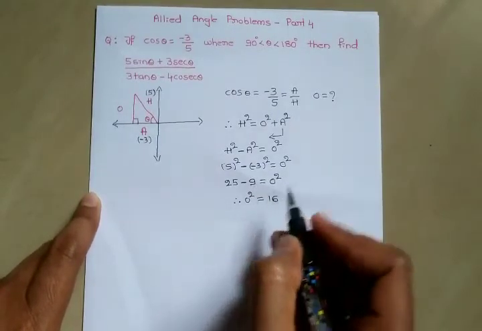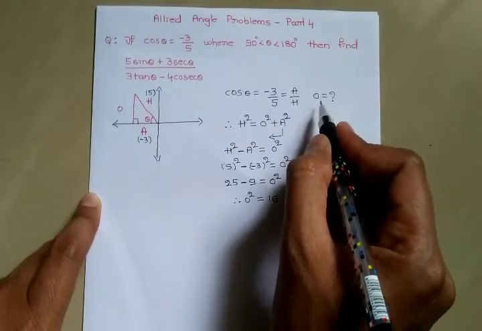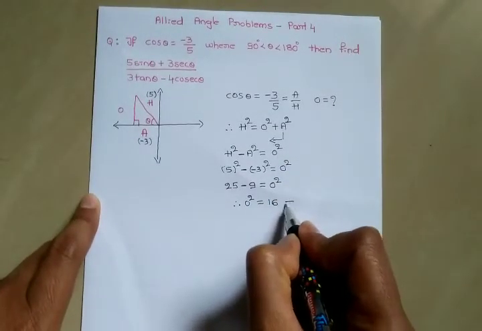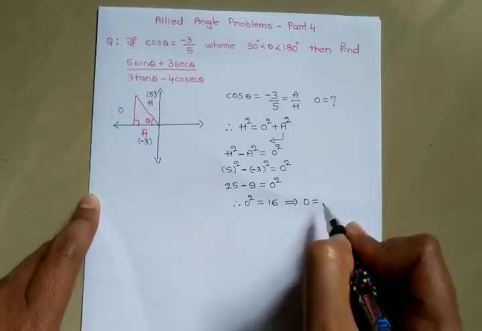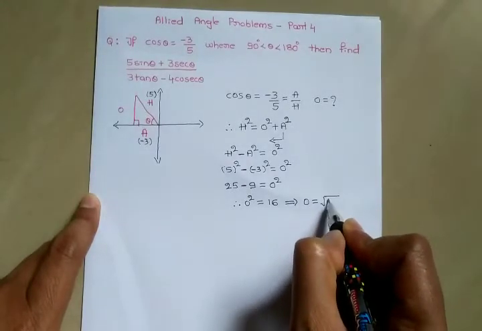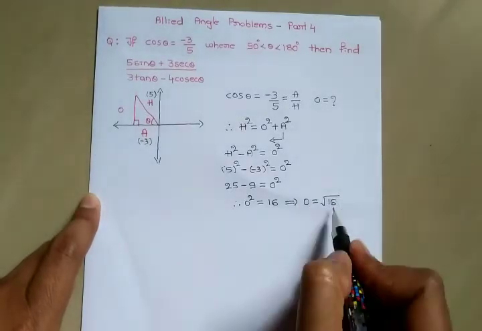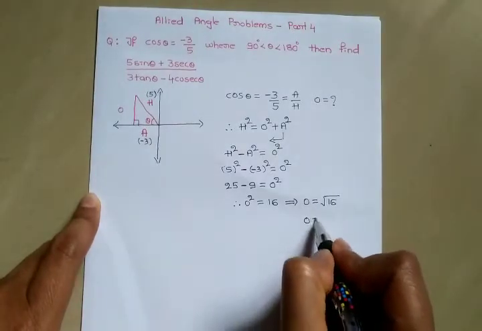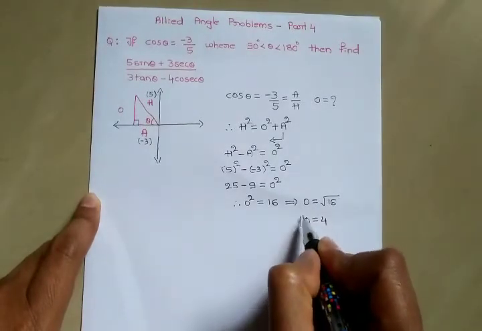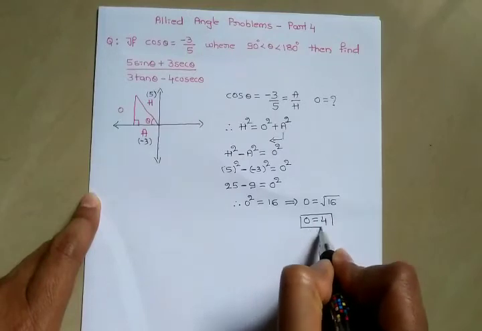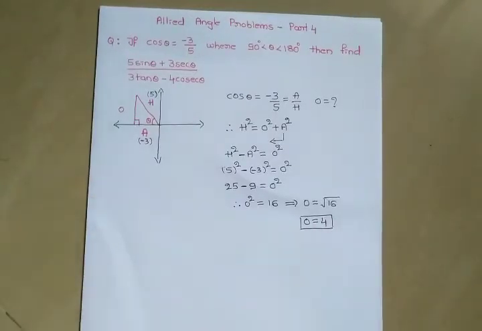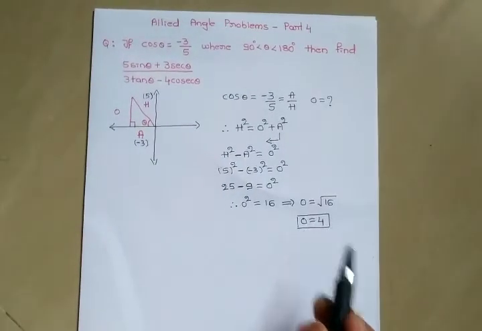But you need only the o value, the opposite side value. Therefore o is equal to the square root of 16, a perfect square, so the opposite value is 4. The opposite side value is 4. So now you got the opposite side value.